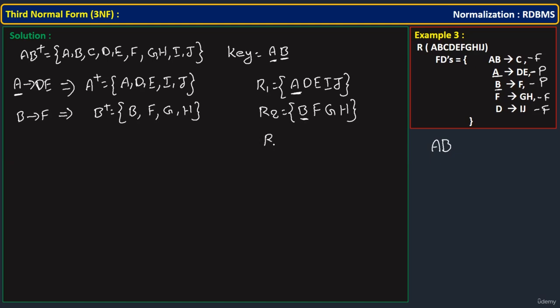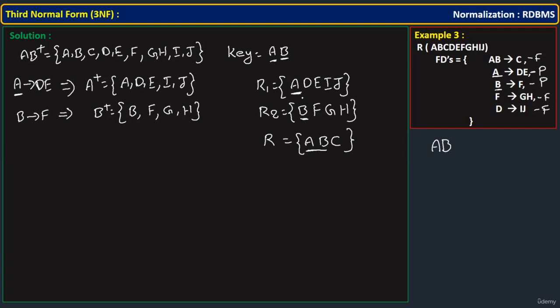Now the original relation R, the primary key of course AB. Find the attributes which are not covered in any of these two relations. A, B, C is not covered anywhere. D covered, E, F, G, H, I, J. So here, this is the primary key.